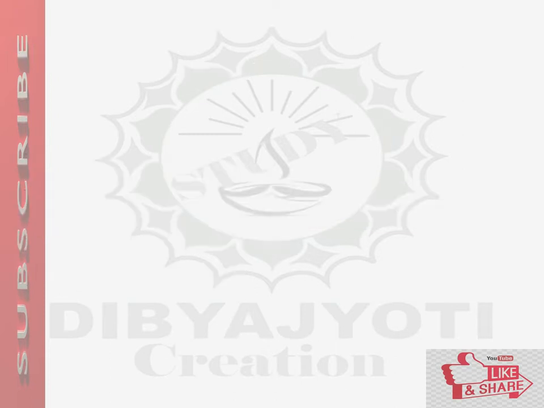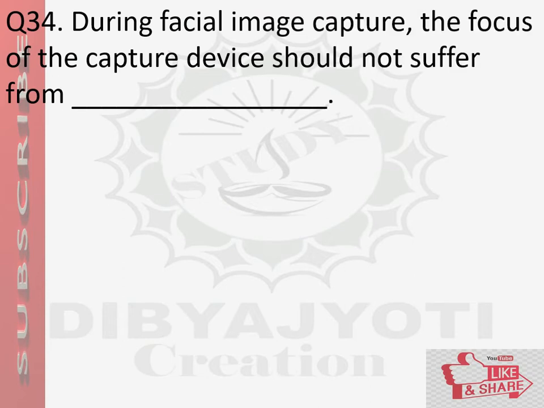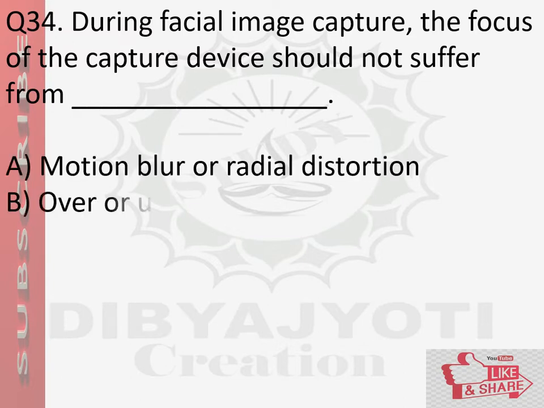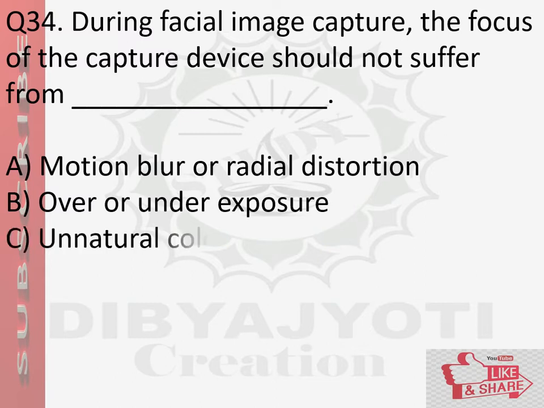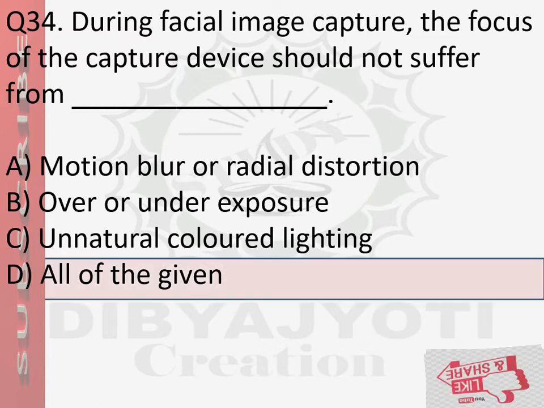Next, question number 34. During facial image capture, the focus of the capture device should not suffer from dash. Options are option A, motion blur or radial distortion. Option B, over or under exposure. Option C, unnatural colored lighting. Option D, all of the given. And answer is option D, all of the given.